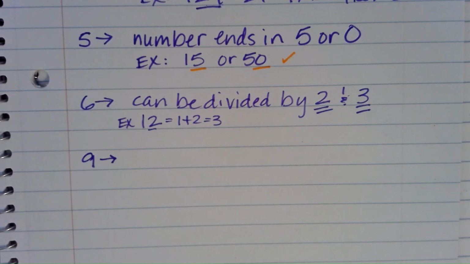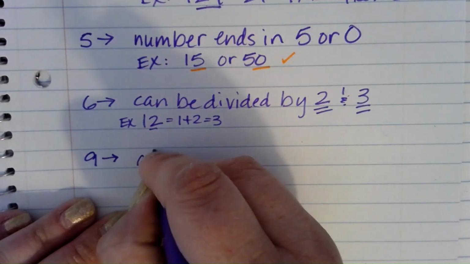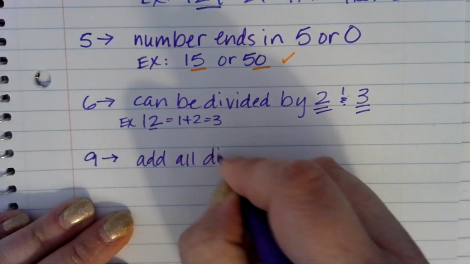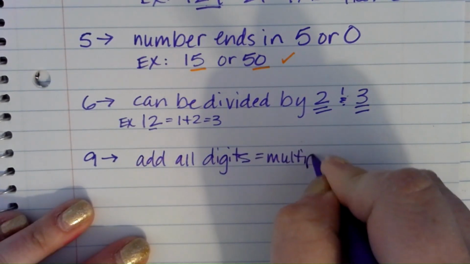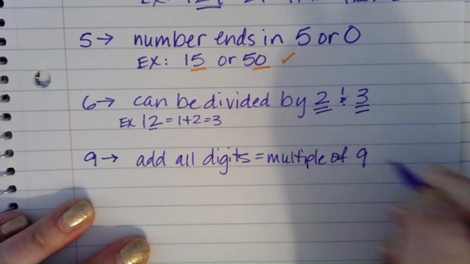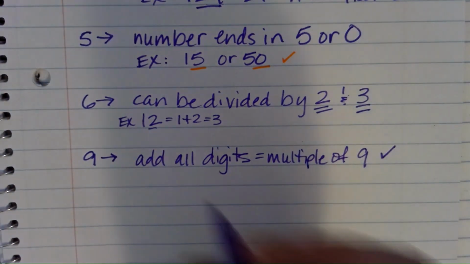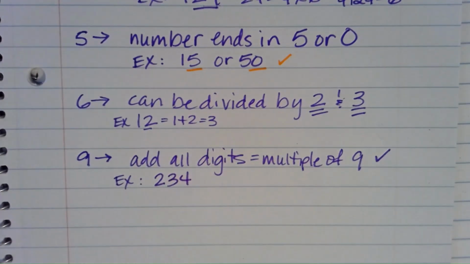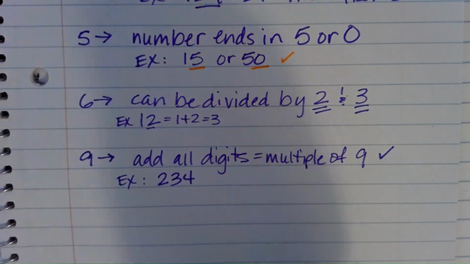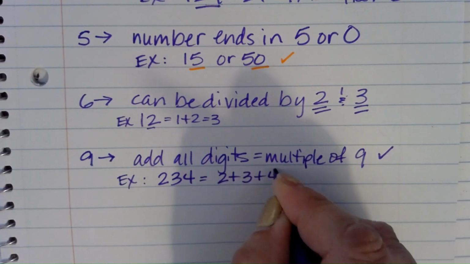All right, so the rule for 9s, listen, Linda, the rule for 9s is just like the 3s. If I add all the digits and they equal a multiple of 9, then it's divisible by 9. For example, 234. That's 2 plus 3 plus 4.